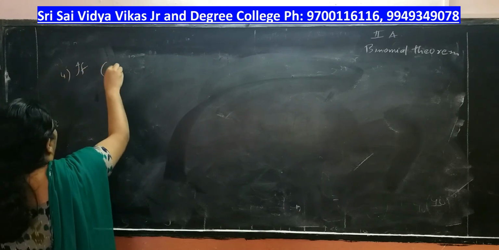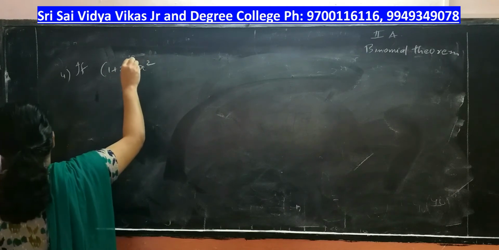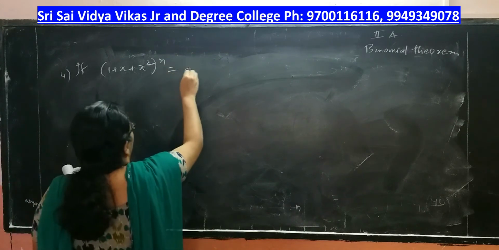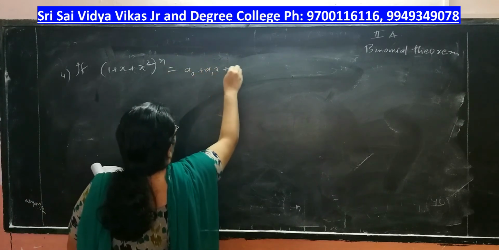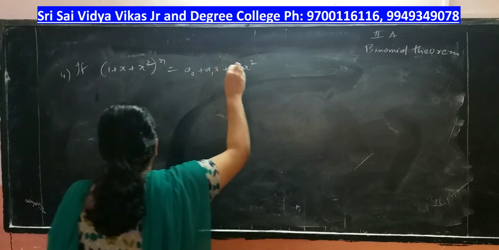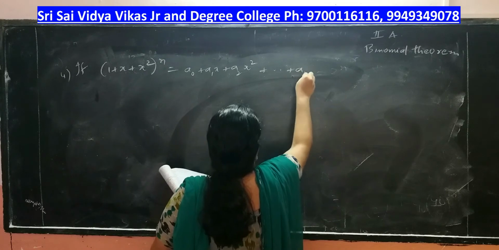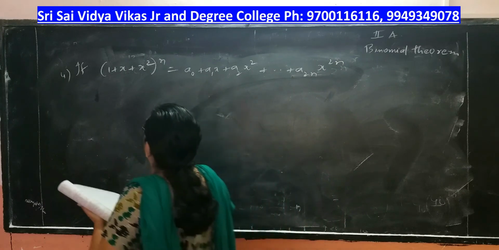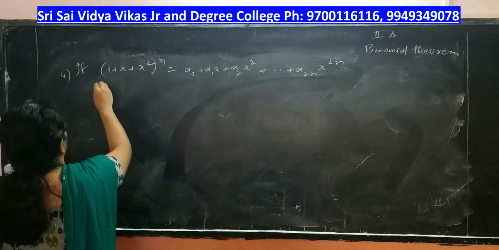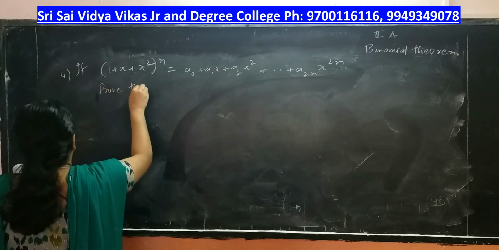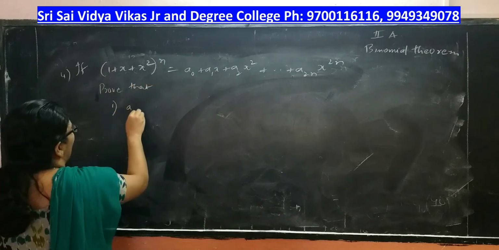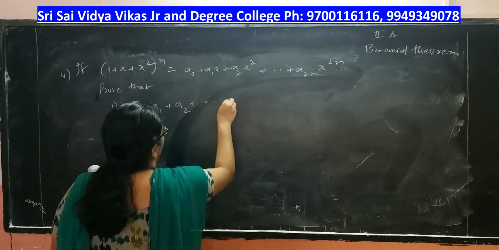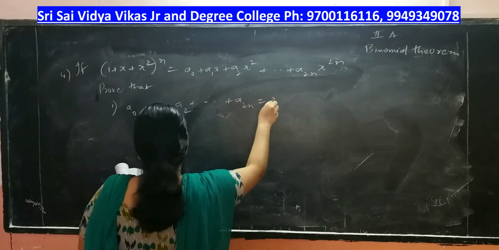If (1 + x²)^n is equal to a0 + a1x + a2x² + and so on up to a2n x^(2n), prove that first, a0 + a1 + a2 + and so on up to a2n is equal to 3^n.